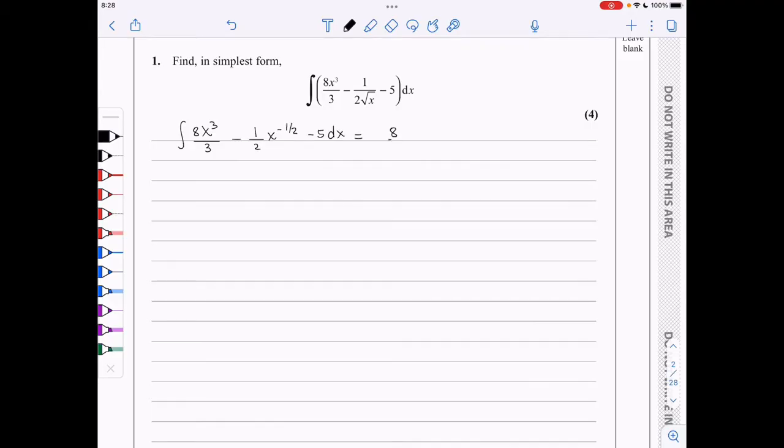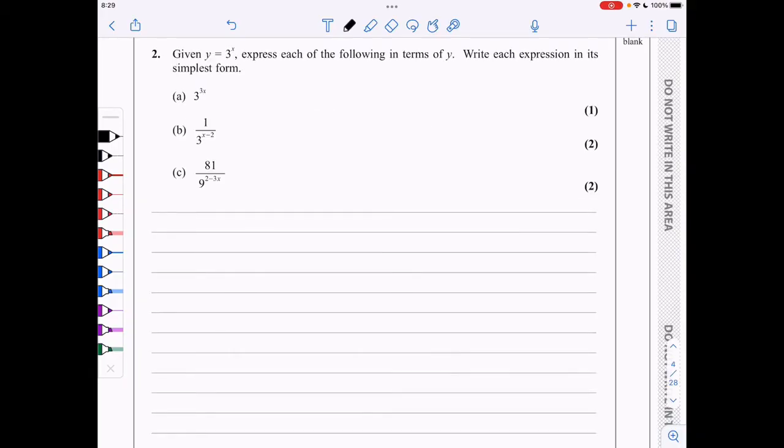So we increase the power by 1 and we divide by the new power, minus a half x to the a half over a half minus 5x plus c. Do not forget the constant of integration. I need to simplify. The 8 with the 4 leaves me a 2, and the half with the half go away. So this is giving me 2 over 3 x to the power of 4 minus x to the half minus 5x plus c.